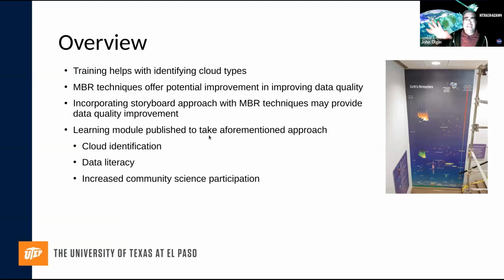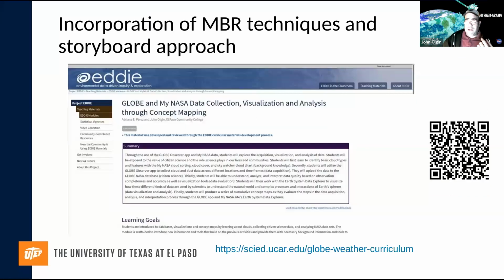So I think that, in a nutshell, and I'm going to bring it to a close because I think we are at time, when you look at all of these tools that are available, the model-based reasoning, the workshop that was presented in 2019 at UCAR, and then incorporating the model-based reasoning into that, we see that here. And for anybody, there's a QR code if you want to check it out.